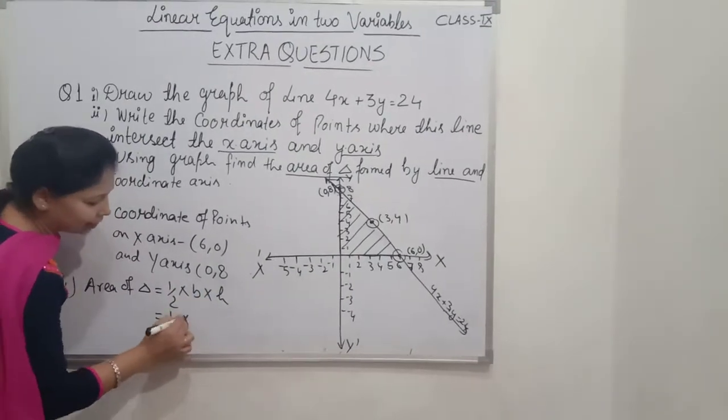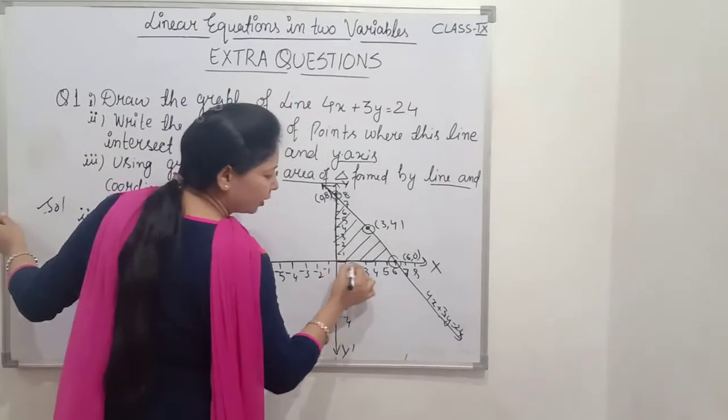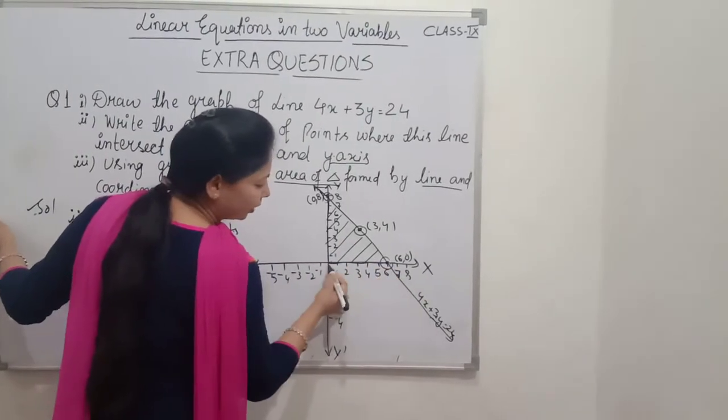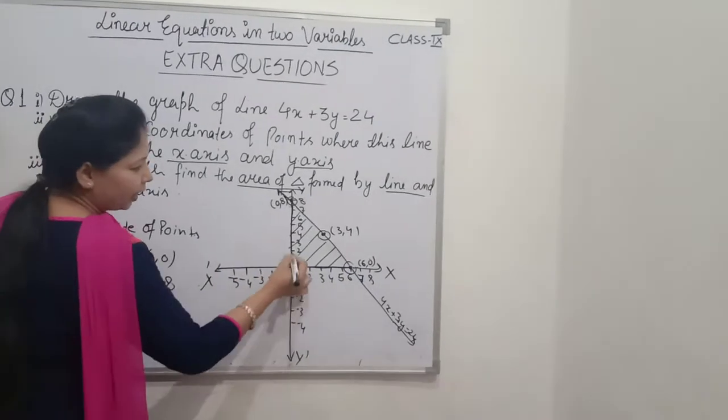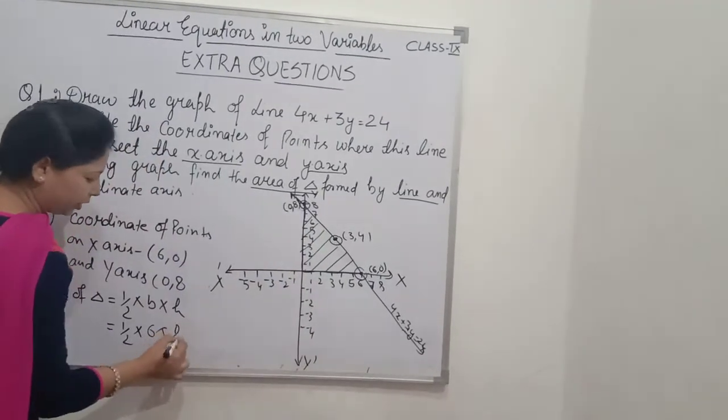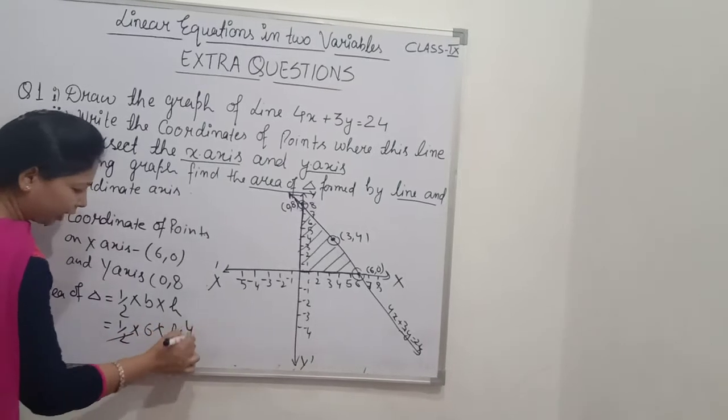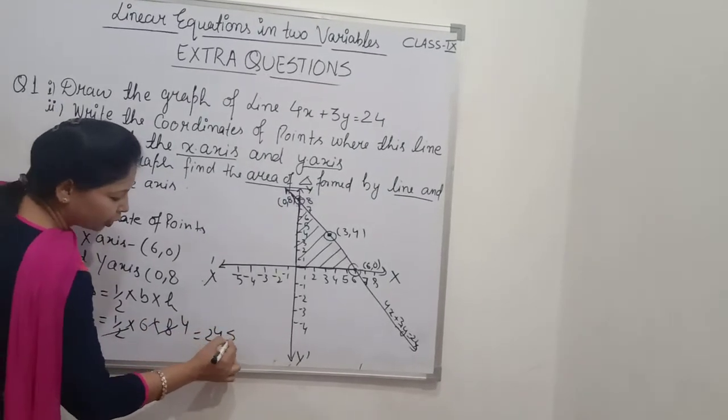Now what is the base? Here this is the base. Now what is the length of the base? On the x-axis this is 6. I will write 6, and what is the height? Height is 8. So it is 8. Now solve it. 2 4s are 8, 6 4s are 24 square units.